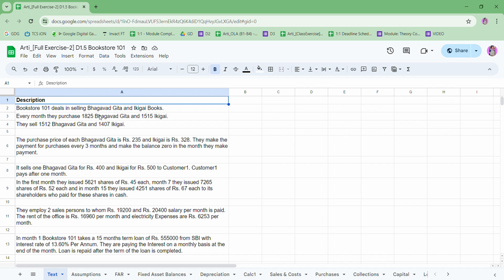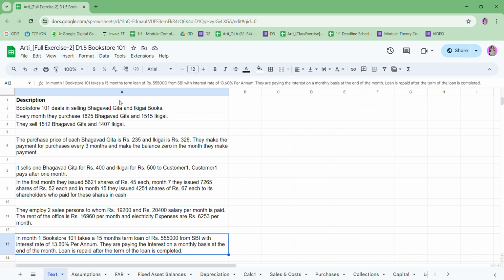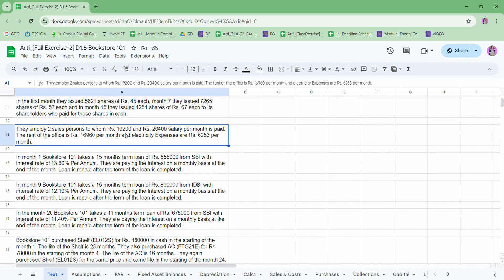We can see Bhagavad Gita and Ikigai books are the products which Bookstore 101 deals with, and here are the purchase quantity, sales quantity, as well as purchase price and sales price. All this information can be seen here. Issues, shares and issue price have also been provided. We can also see that salesperson salary, electricity, rent, all these expenses have been shown here.